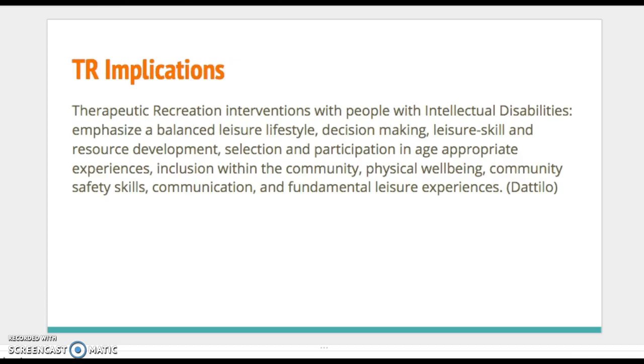All right, and lastly, the TR, I can't pronounce that right. Implications, there we go. So therapeutic recreation interventions with people with intellectual disabilities. This emphasizes a balanced leisure lifestyle, decision-making skills, leisure skill and resource development, selection and participation in age-appropriate experiences, inclusion within the community, physical well-being, community safety skills, communication, and fundamental leisure experiences.